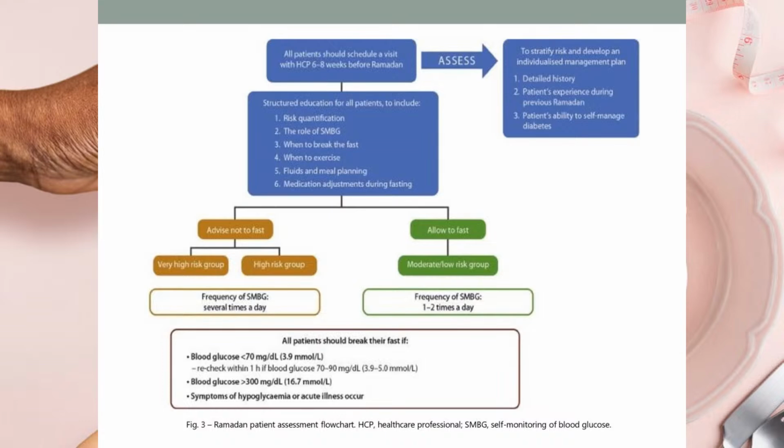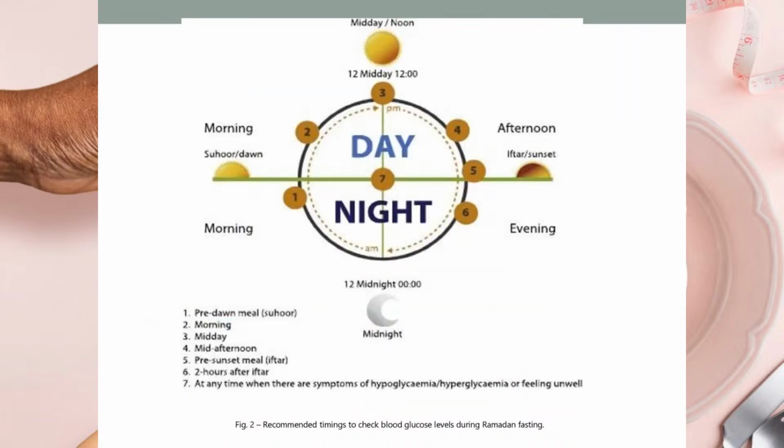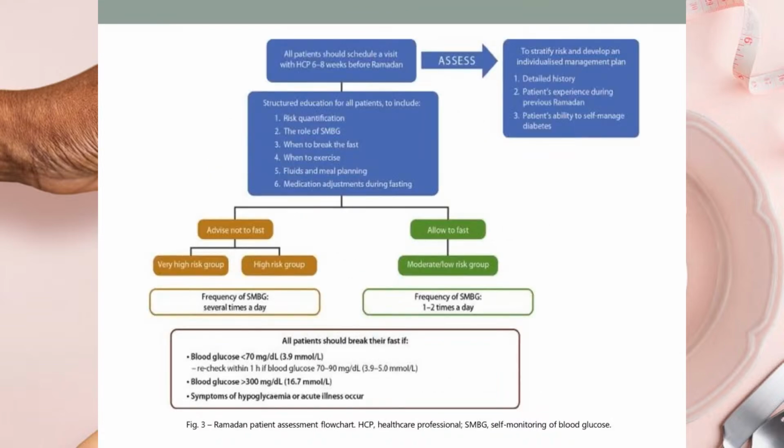So once that is done, then you have to come to a decision. On the left, look at the brown box, advise not to fast. And these are done in the very high groups, as I said, in the high risk groups. But if they are allowed to fast in the low to moderate risk group, I've told you already that the do's and don'ts must be emphasized so that the Ramadan fast period is as uneventful as much as possible. And then you increase your SMBG to ensure that you're able to track the glucose profile during that period. So now we're going to the last box at the bottom, which talks about all patients should break their fast.